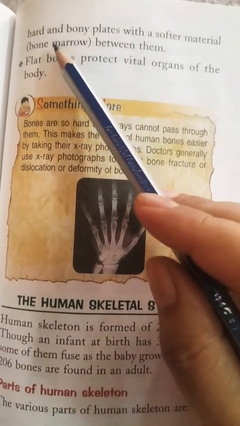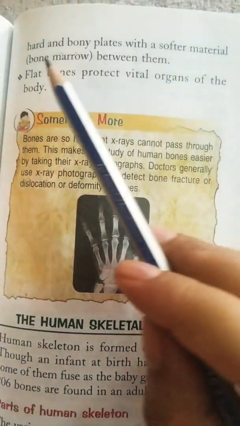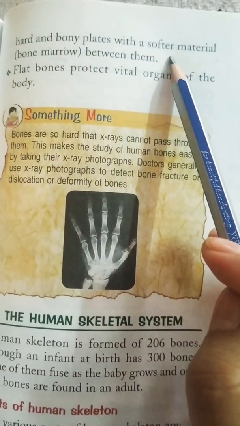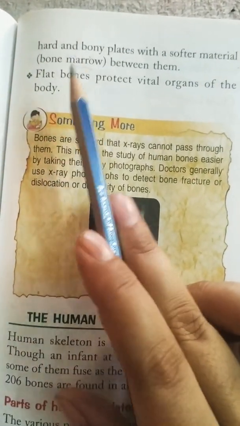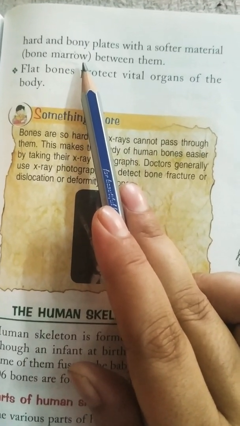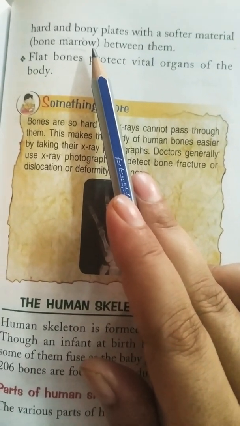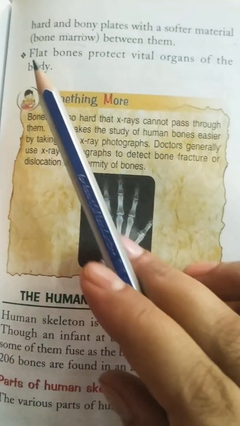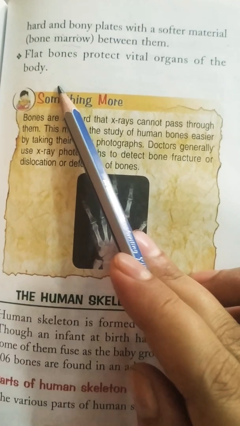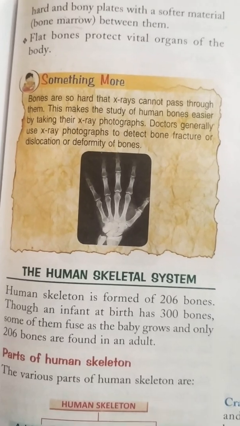These flat bones are hard, bony plates with a softer material called bone marrow between them. You studied this bone marrow in our previous tutorial; it helps in the production of RBCs and WBCs. Flat bones protect vital organs of the body. These flat bones also protect some delicate soft organs of the body.